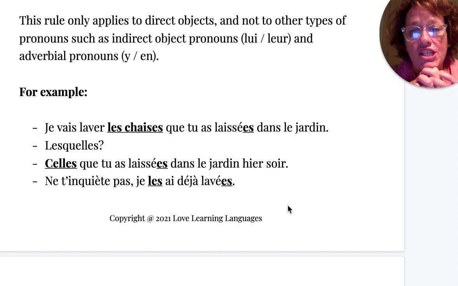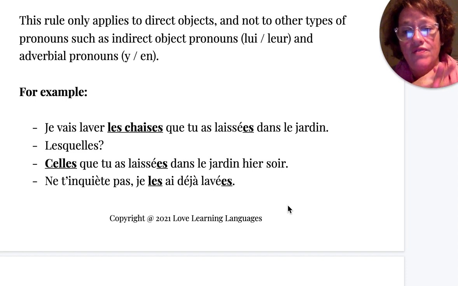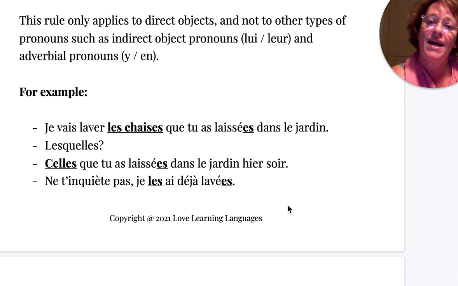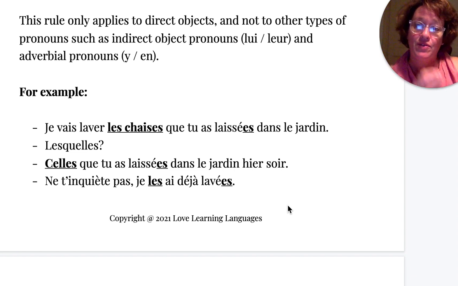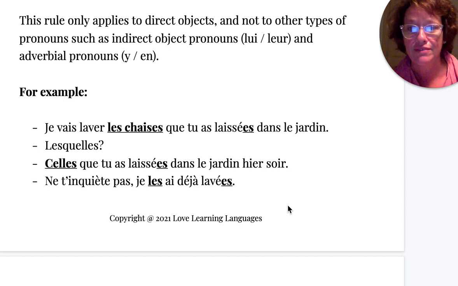Je vais laver les chaises que tu as laissées dans le jardin. Now here, les chaises, those are the things that you left in the garden or in the yard, if you're American, okay? The chairs are the things.